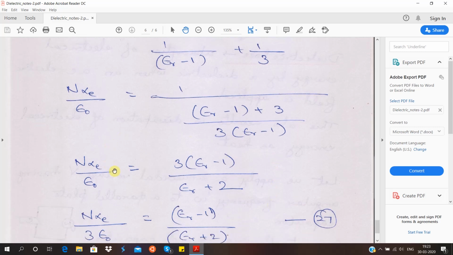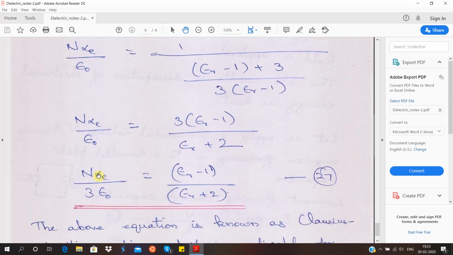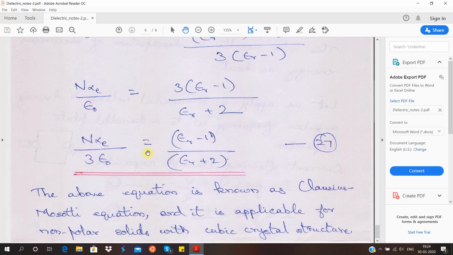And I get N alpha E by epsilon naught is 3 into epsilon r minus 1 by epsilon r plus 2. Bring 3 to the left hand side, it becomes N alpha E by 3 epsilon naught is equal to epsilon r minus 1 by epsilon r plus 2. And this is the Clausius-Mossotti equation or Clausius-Mossotti relation, which is applicable for non-polar solids with cubic crystal structure.